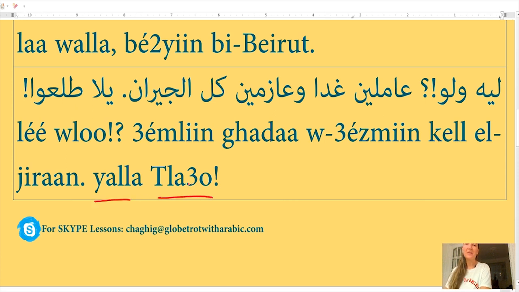And in Arabic, it's like you're conjugating the verb to go up as verb to up. So in the present form, we even have I up, you up, he ups, she ups. Again, of course, this doesn't make sense at all in English, but in Arabic it does. So the whole sentence would be ليه ولو؟ Oh no, why? عاملين غدا وعزمين كل الجيران. We're having lunch and we're inviting all the neighbors. يلا طلعوا. Come on, come up.